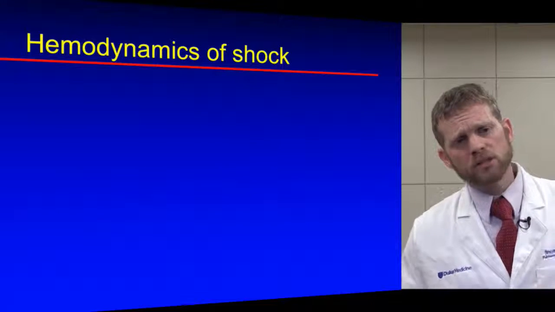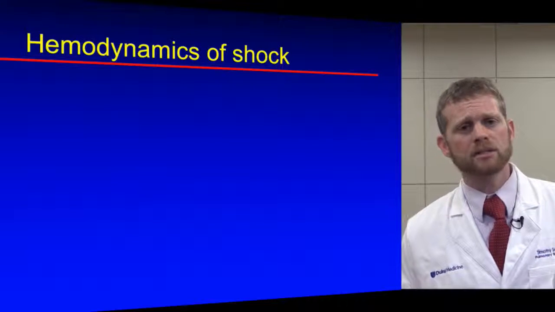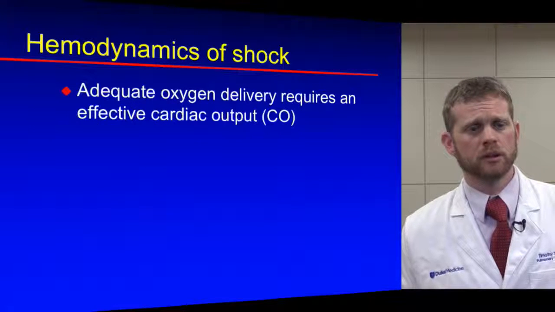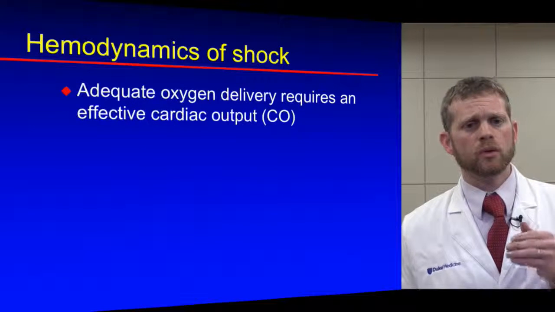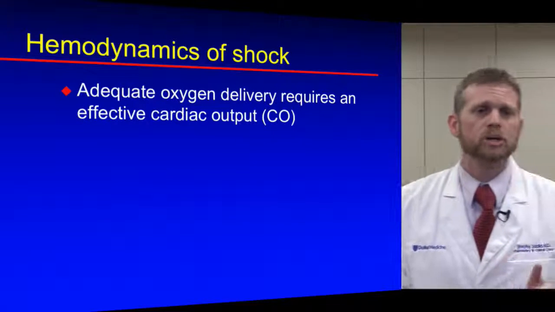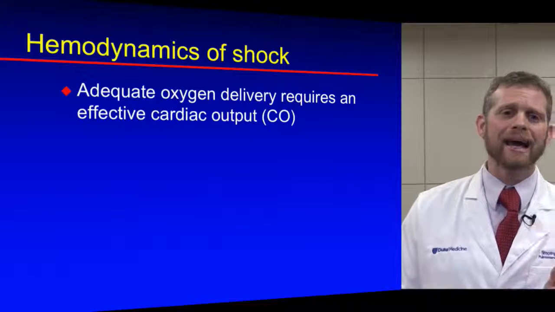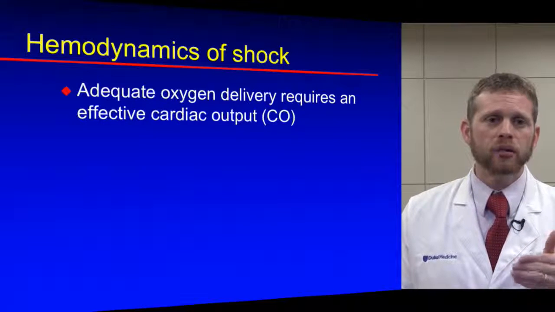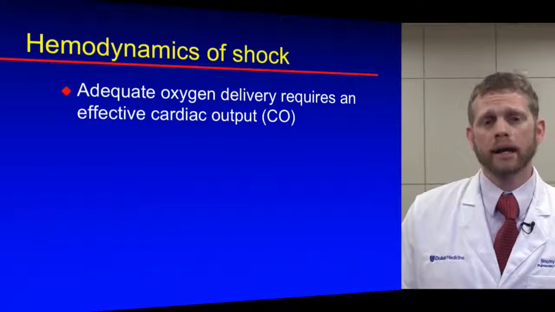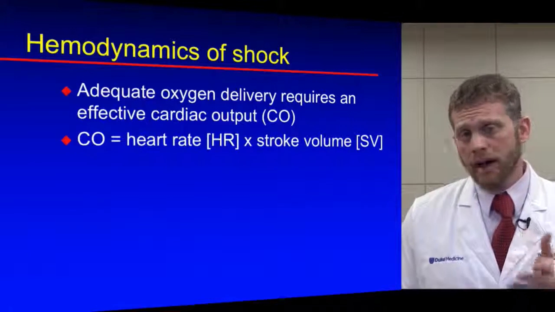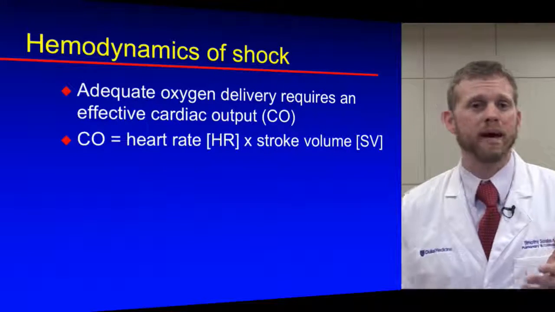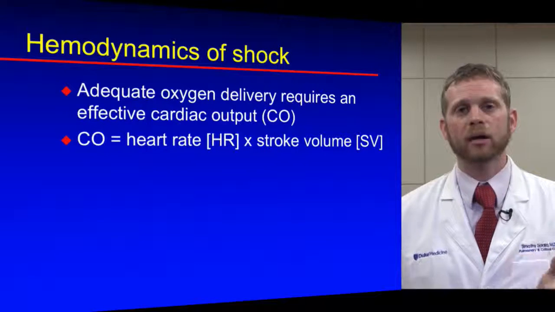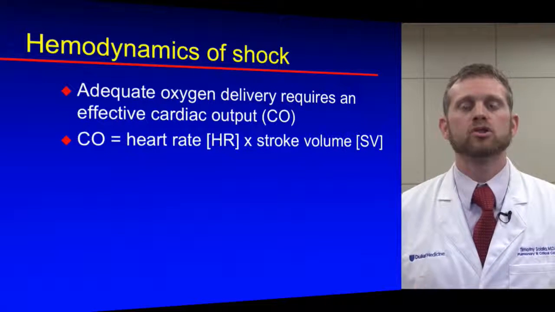So the second part of this talk, we're going to spend some time discussing the hemodynamics of shock. The most important thing when someone's in shock is to try to get adequate oxygen delivery. And the way you get that is by effective cardiac output. In medical school, you can ask any medical student, what is cardiac output? And they will reflexively tell you, cardiac output is the heart rate times the stroke volume.